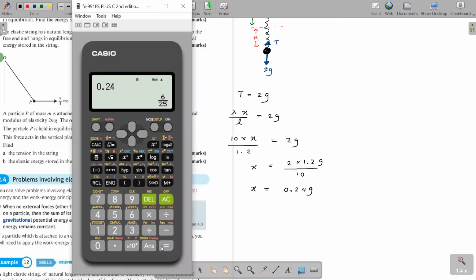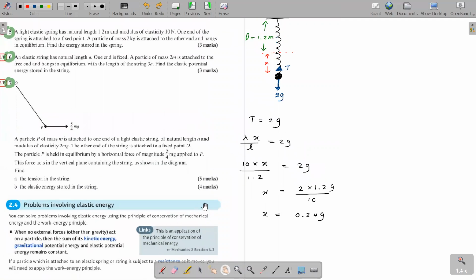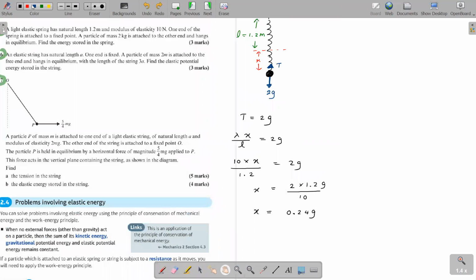0.24, you could make it a fraction 6 over 25 or 0.25. Okay, let's go with 0.24g. Okay, now what do we need to do? We have to get the energy stored. So what is the energy stored in the spring? The elastic potential energy stored in the spring is lambda x square over 2L.